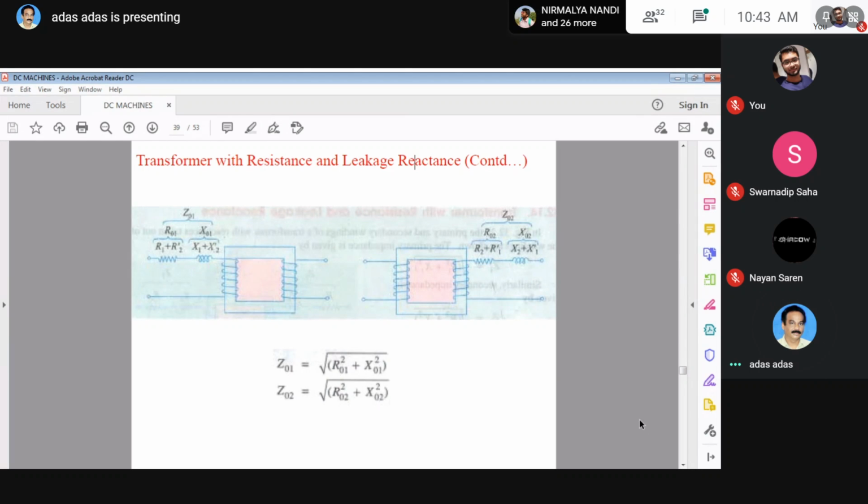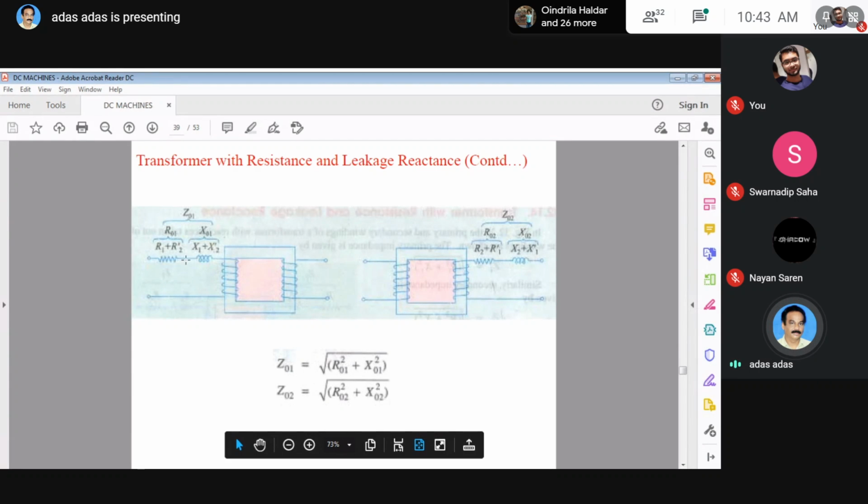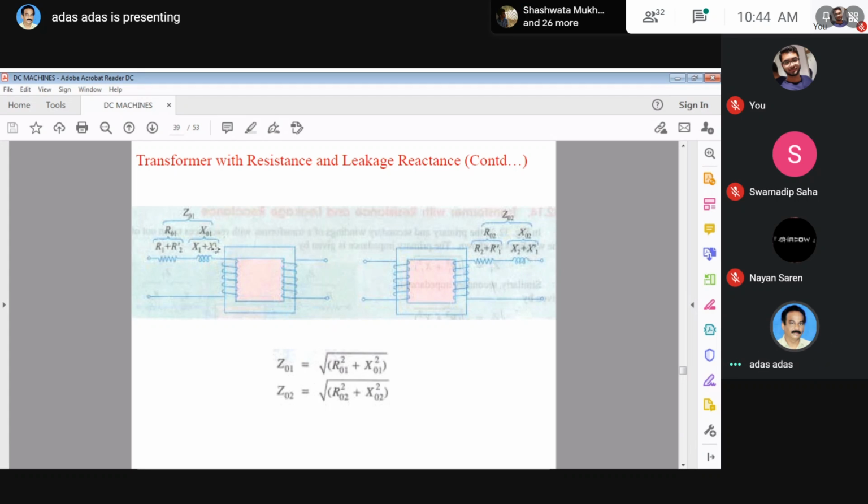Transformer with resistance and leakage reactance. The equivalent impedance is here. If you consider resistance and reactance both, then this is the equivalent impedance. This is Z01, that is impedance with reference to the primary side. It consists of two portions, R01 equivalent resistance, and X01 equivalent reactance. R01 consists of two parts, R1 plus R2 dash. X01 consists of two parts, X1 plus X2 dash, and this is Z01.